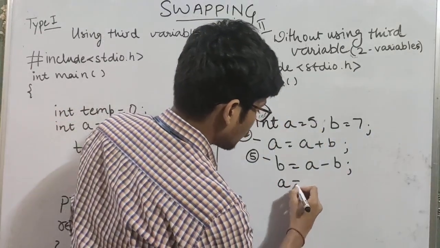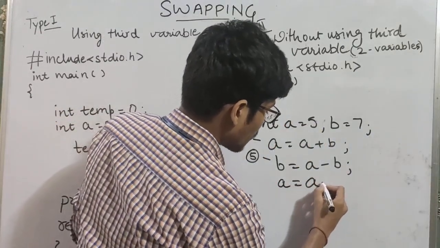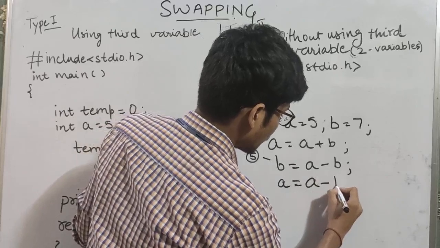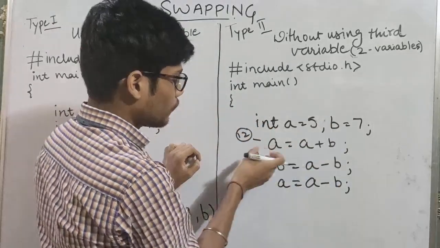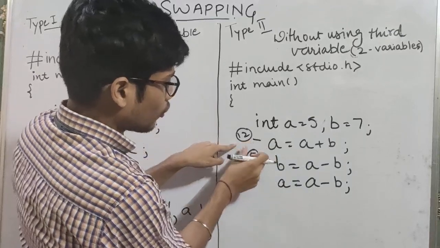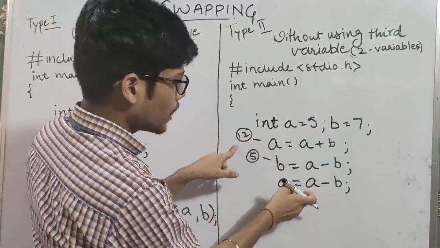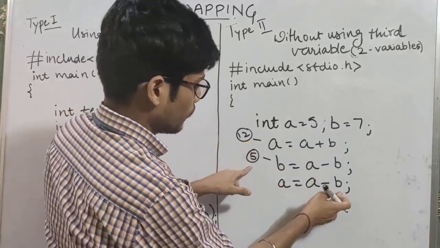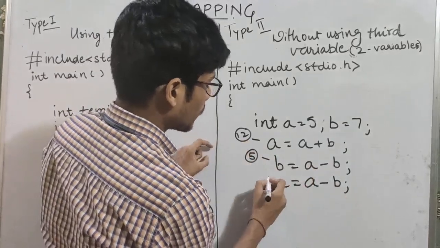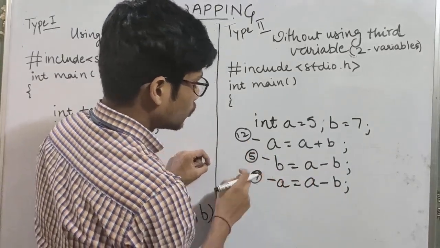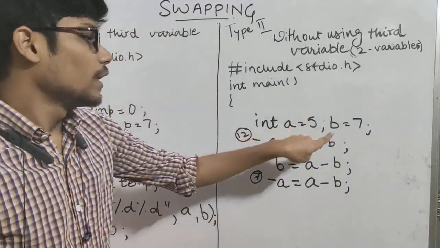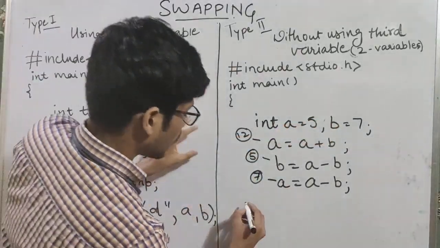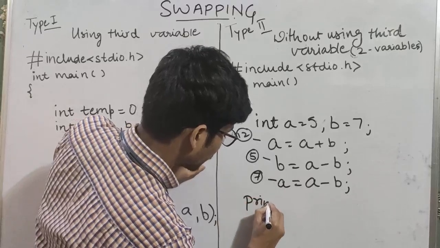So A is equal to A minus B. A is having the value of 12, it's not being modified anywhere now. So A is having 12 and B is having 5. So 12 minus 5 becomes 7. So now you have the A value as 7 and B value as 5. It has been interchanged.